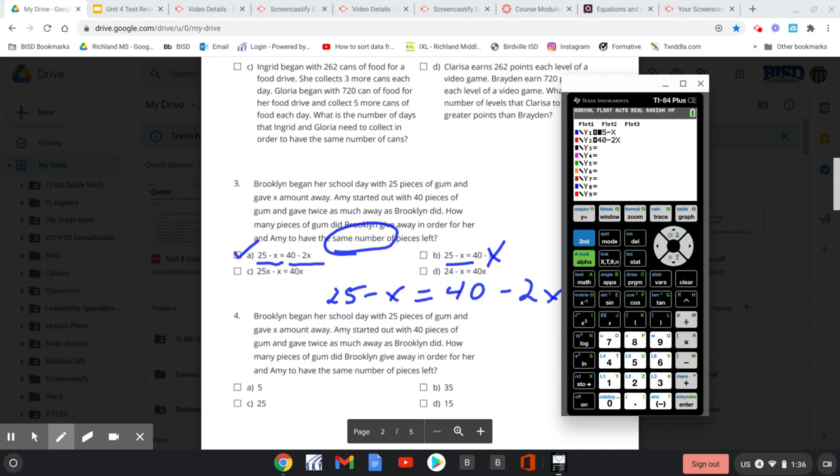I'm going to hit Y equals. I'm going to hit second trace 5. And I don't see my lines, but I'm going to hit enter, enter, enter, and it's not going to work because we need to zoom. So I'm going to hit zoom 3, enter. There's my lines. Now I'm going to hit Y equals, whoops, second quit, Y equals, second trace 5, enter, enter, enter. And I can see that my intersection is 15, so my answer is D.